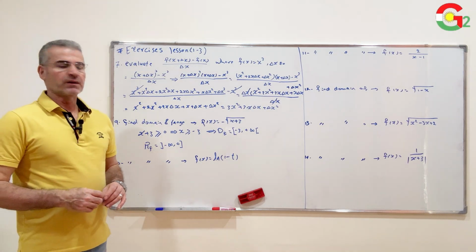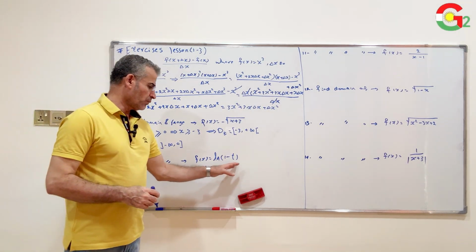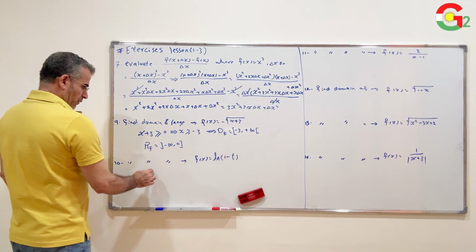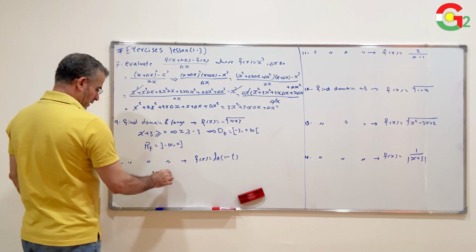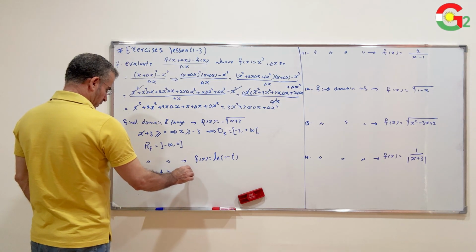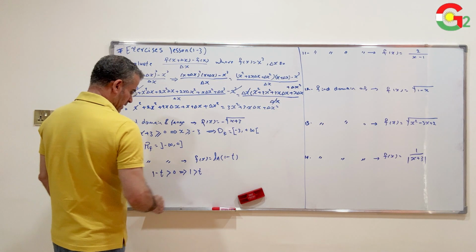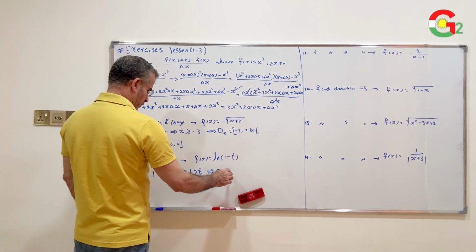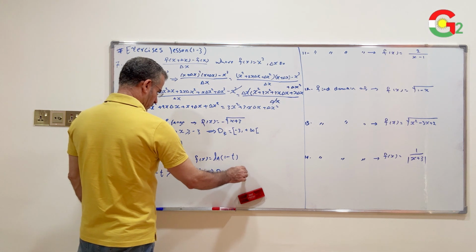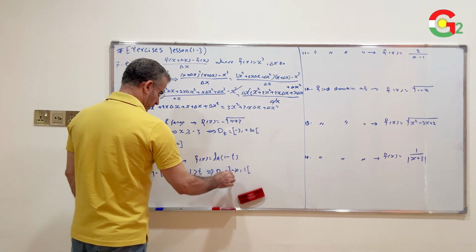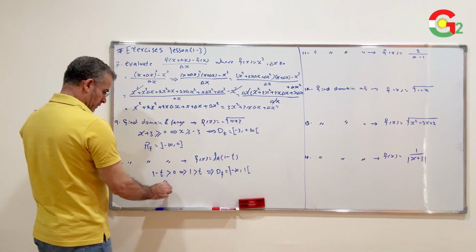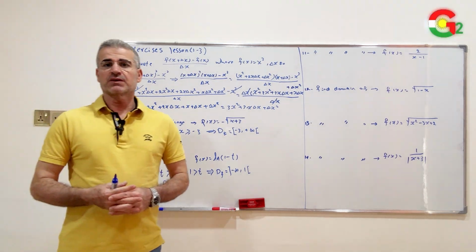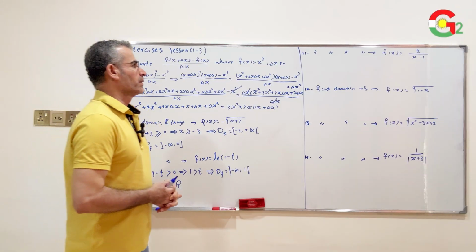Number 10, find the domain and range of the function ln of 1 minus t. The ln is defined only for positive numbers, so 1 minus t should be greater than 0. Then 1 greater than t, or t less than 1. The domain of the function is negative infinity to 1, open interval. The range of this function is all real numbers. The range of a logarithm function is all real numbers.